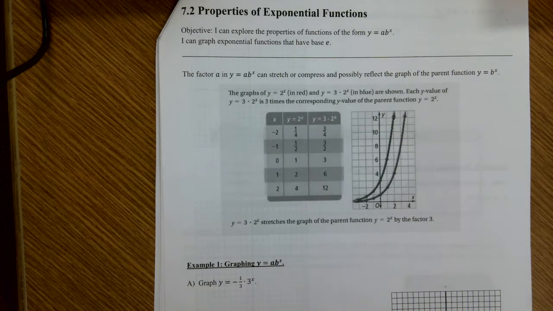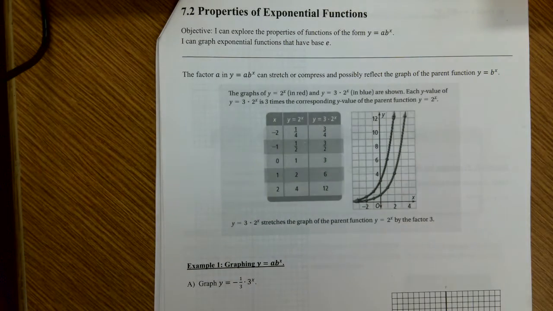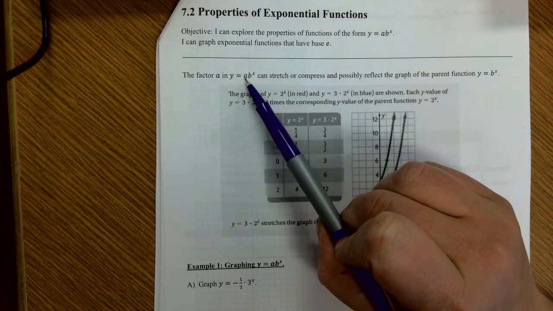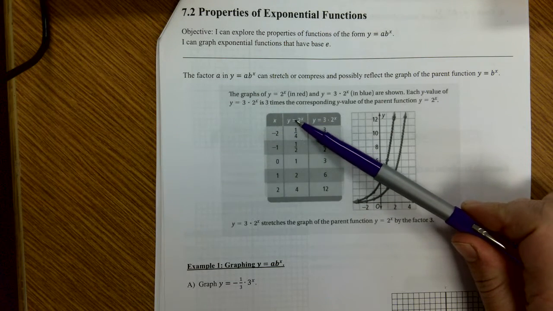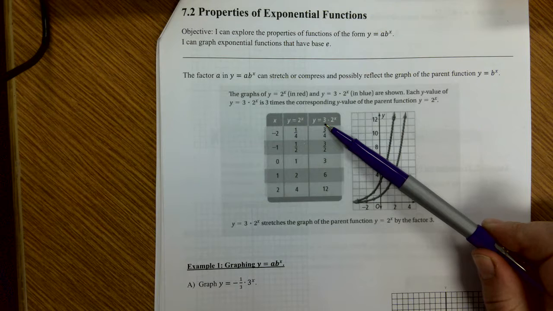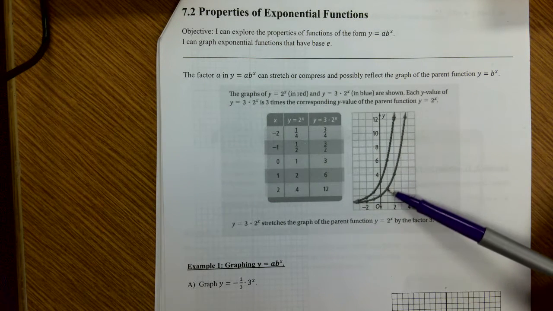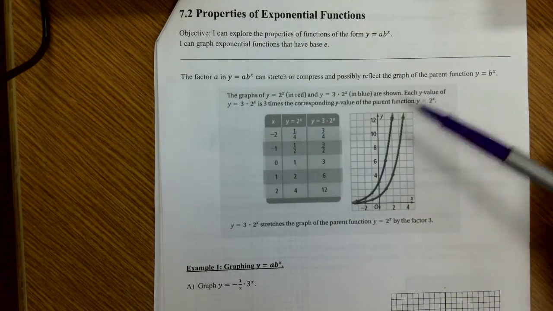7.2 properties of exponential functions. So we already talked about growth and decay and what the difference would be. If for some reason we have a number in front, like this a, kind of like the last note that we did, it stretches it out. So if you compare, this is my parent function, this is that same function, but now I'm multiplying by 3. Notice that this was my parent function and a number out in front would stretch it out, so it would move up faster.